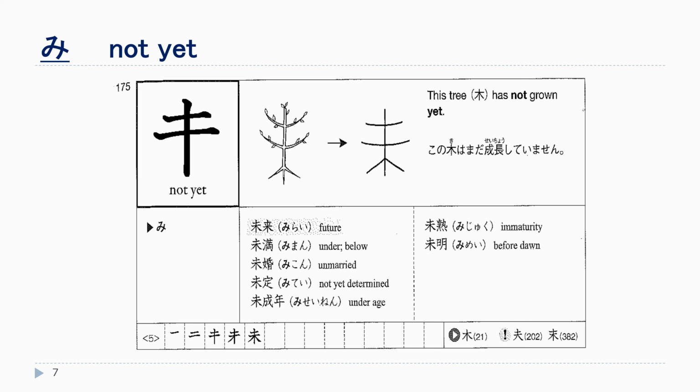1, 2, 3, 4, 5. Once again, 1, 2, 3, 4, 5. Mi for mirai.